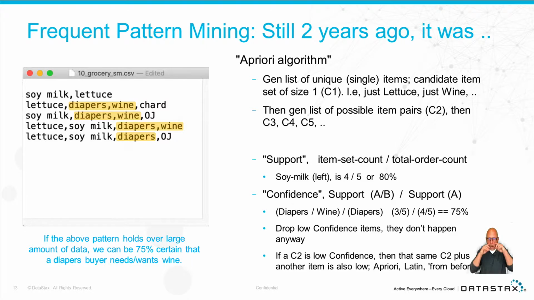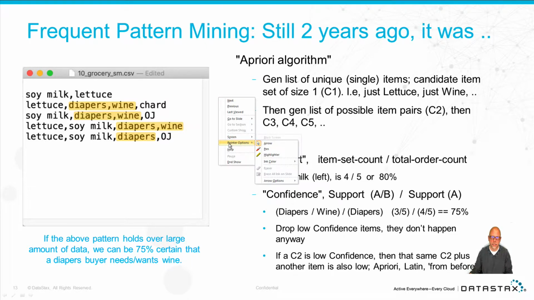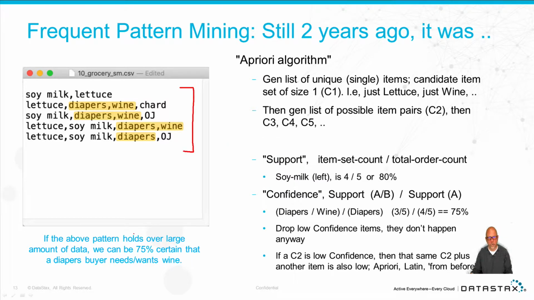Support is defined as the item set count, and we'll explain that in a moment, divided by the total order count. So the total order count in this case would be 5. I have 5 orders in my database. I hopefully would have millions, right? But the total order count is 5. And as I'm calculating the support for just soy milk, what number of these 5 have soy milk? In this case, it's 4 out of 5. And that's why we're using this tiny little data set, because it's easy to see, it's easy to calculate. So the support for soy milk is 80%. Okay, big deal, I don't care.